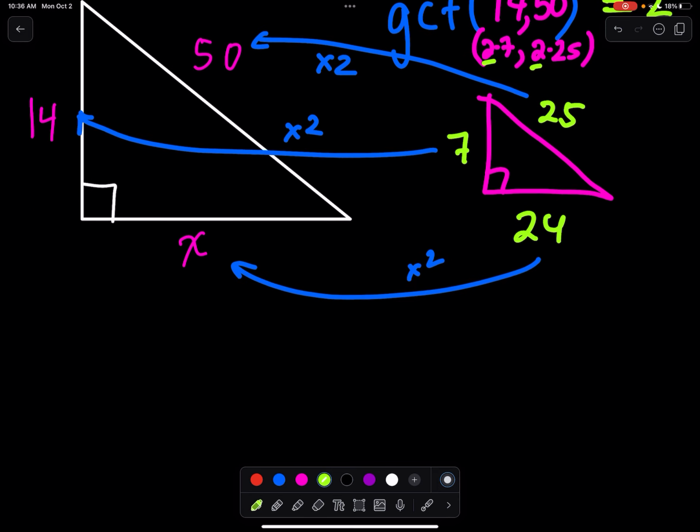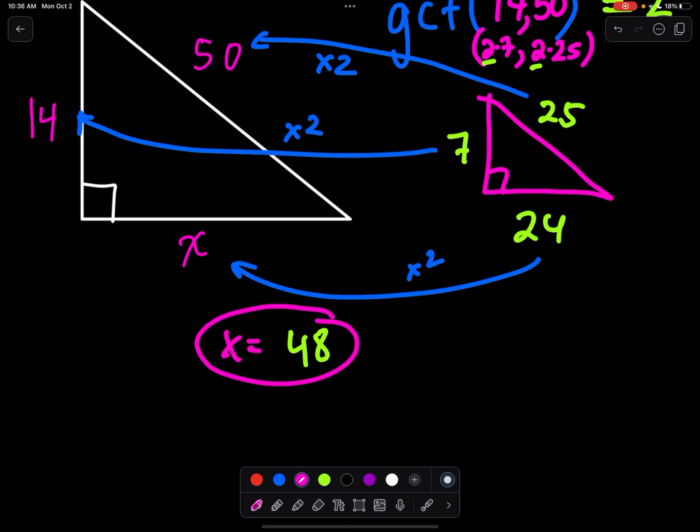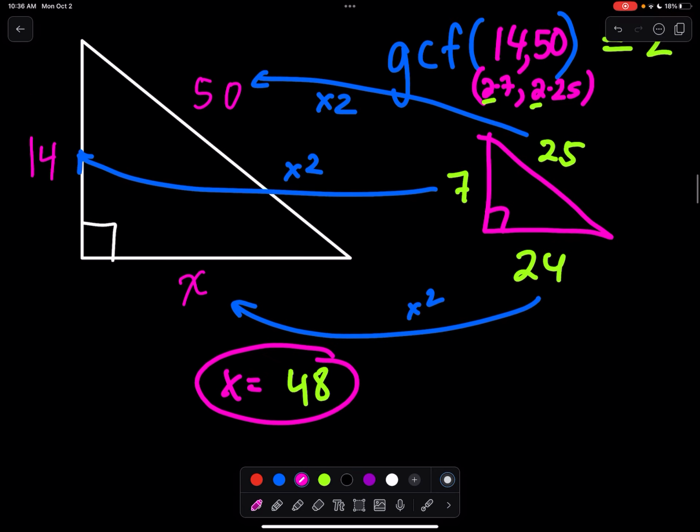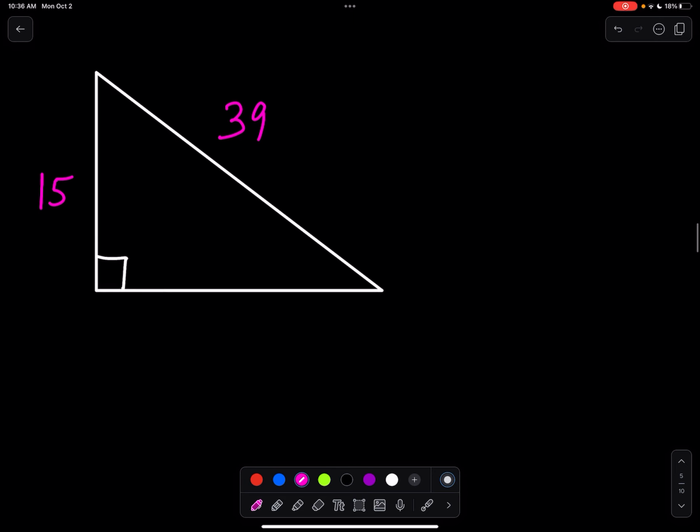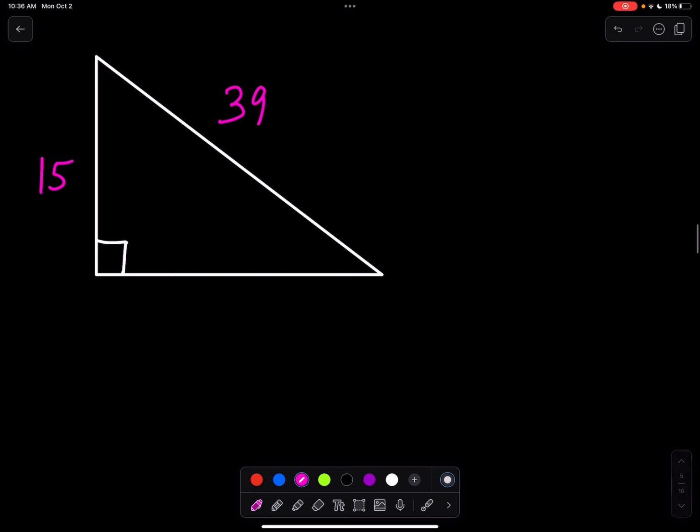2 times 24 is 48. That's what x is, and no squaring necessary. So we're using similarity, we're using similar triangles, we're breaking down what we're given, and we're sort of mapping it to a triple and then scaling it back up. So again, we're given two sides, we want to find the missing.